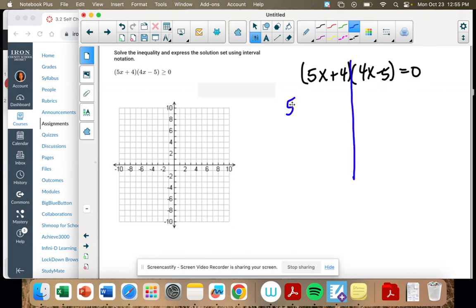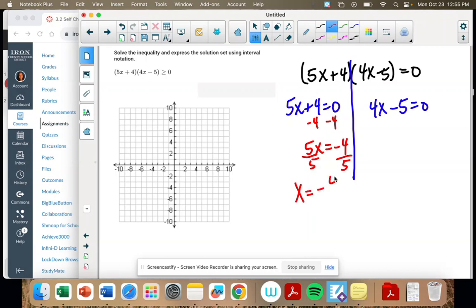So I'm going to set each factor equal to 0 and then solve each one. So minus 4, divide by 5. X equals negative 4/5. Then add 5. Divide by 4. X equals 5/4. And these are my zeros.